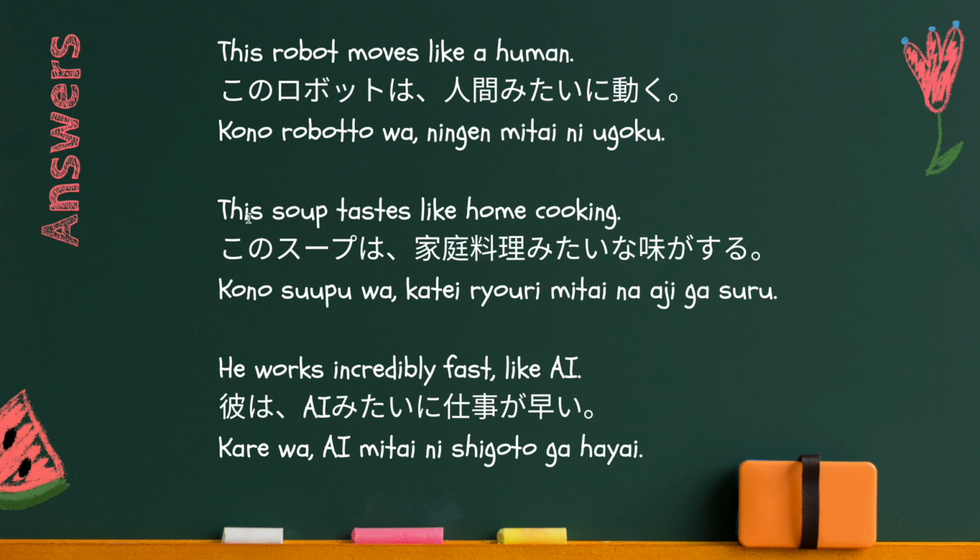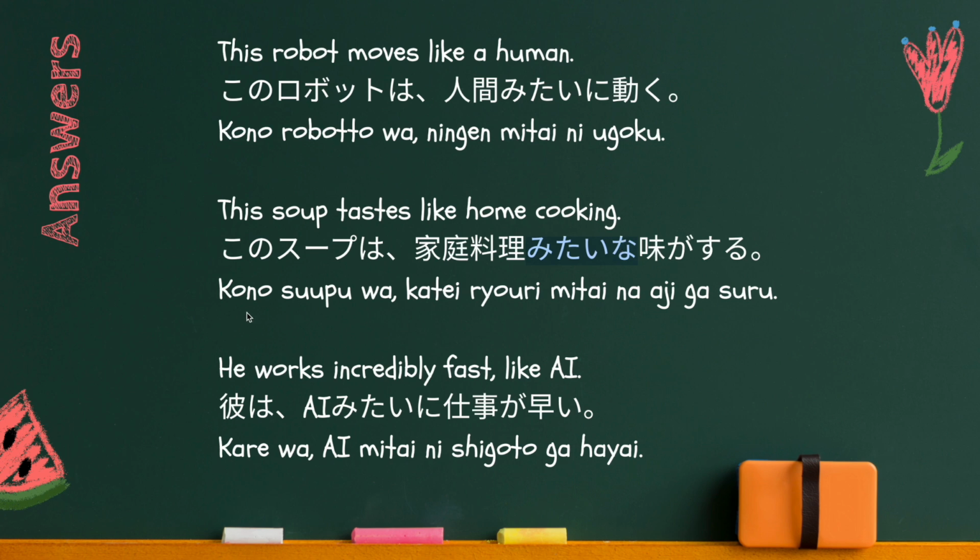Next one. This soup tastes like home cooking. このスープは家庭料理みたいな味がする。This time, it modifies a noun, a taste. What kind of taste? This みたいな is modifying this noun, taste. Therefore, you have to use みたいな instead of みたいに.